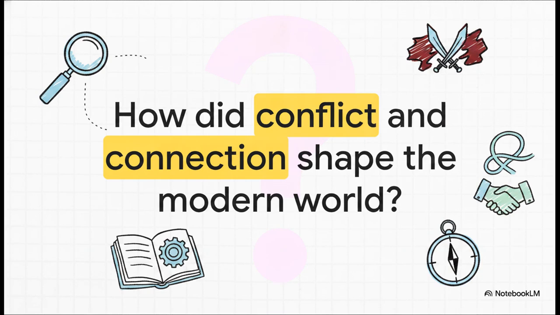Every great investigation needs a core mystery to solve, right? Well, ours is this. How did conflict and connection shape the modern world? This year, we're all going to act as historical detectives. We'll be examining how different societies interacted with each other, whether that was through peaceful trade, the exchange of brilliant ideas, or, of course, devastating wars. Those interactions literally built the reality that we wake up in every single morning. This essential question is going to be our primary compass for the entire course.